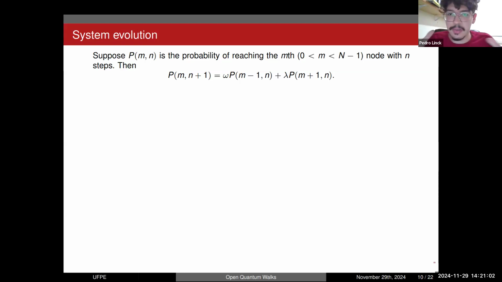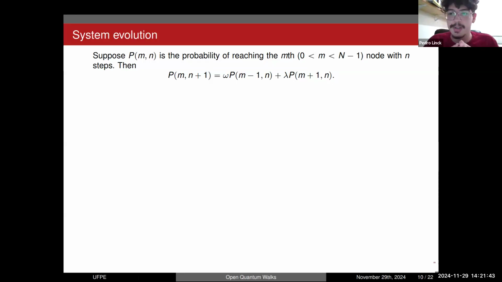Okay, so the master recursive equation for this is, well, the probability of you reaching the nth node in n+1 steps is the probability that you were behind, times omega, summed with the probability of you being in front of the node and coming back, which is lambda. So this is the master equation for our system. But of course, this is a recursive equation. I also tried using discrete techniques of combinatorics.